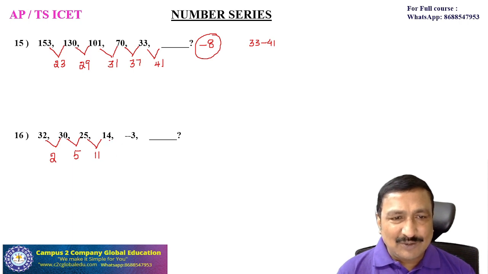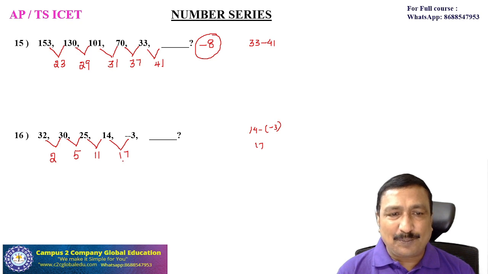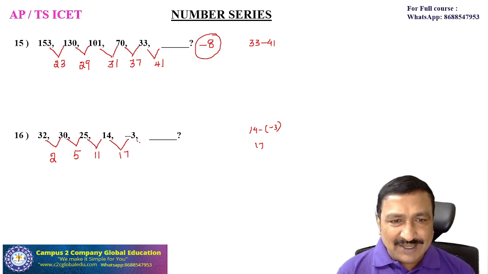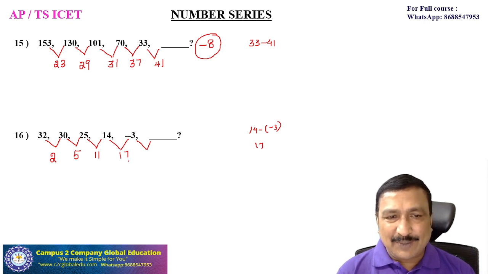So next one is 14 minus 3. So 14 minus of minus 3, which is equal to 17. So next it's decreased by 17, right? So 2, 5, 11, 17 are the alternative prime numbers. So after this, how much should be decreased, right? 17, right? So 19 is a prime number.